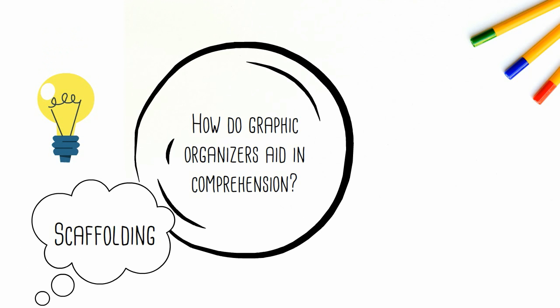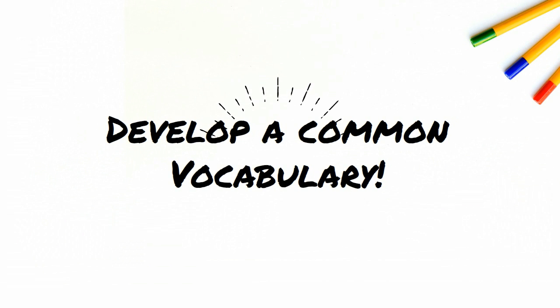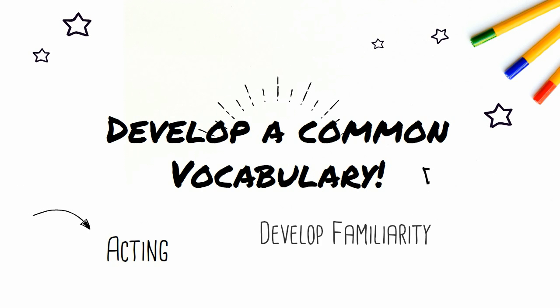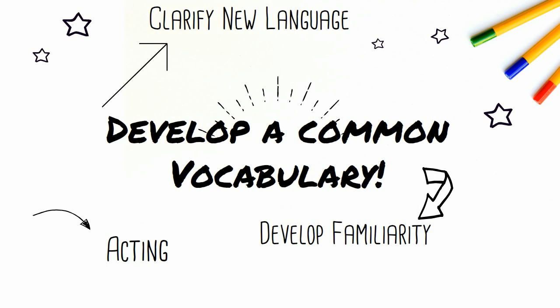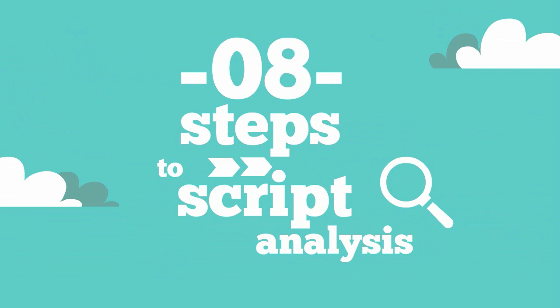Graphic organizers make large amounts of information and complex relationships between characters more accessible by breaking it all down into bite-sized pieces. While filling out graphic organizers together, the class also generates a common vocabulary for the play. This common language will later aid the director or teacher in addressing acting choices and helps the students feel comfortable with the themes and topics in the play. This universal design for learning clarifies new language for English language learners and puts the whole class on the same page for comprehension. Without further ado, here are the 8 steps to script analysis.